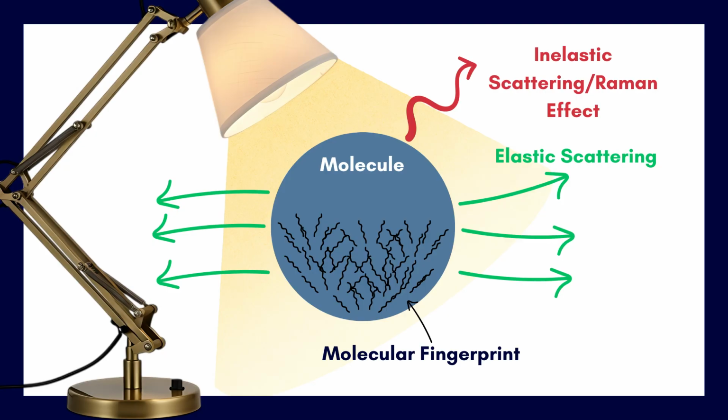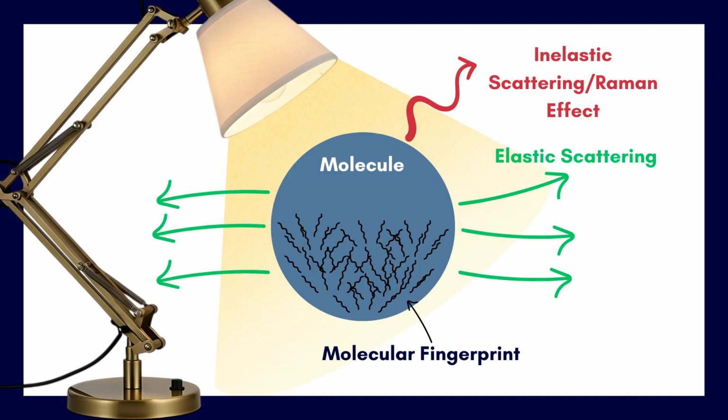When we shine light on the molecule, most of the light bounces back with the same energy. This is called elastic scattering, shown by the green arrows on the diagram. A very small portion of light, however, interacts with the molecule's vibrations and changes energy. This is called inelastic scattering, or the Raman effect, shown by the red arrows on the diagram.